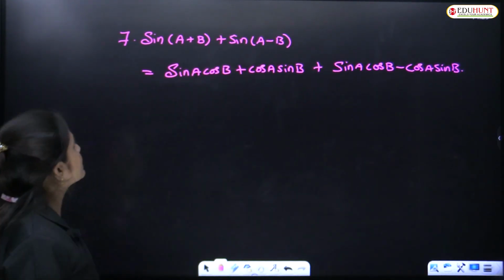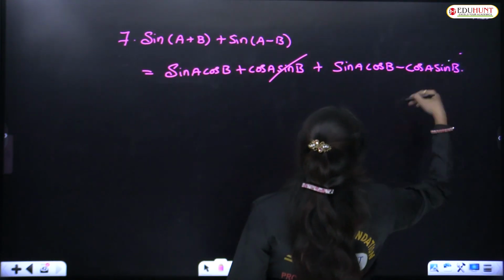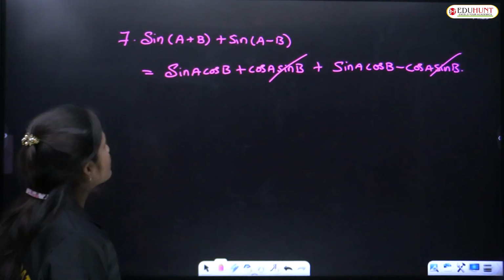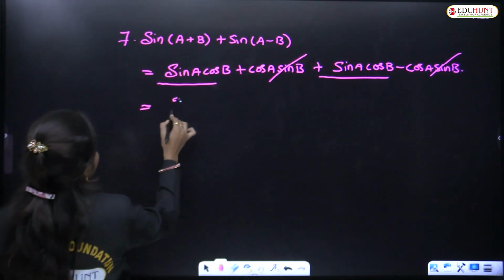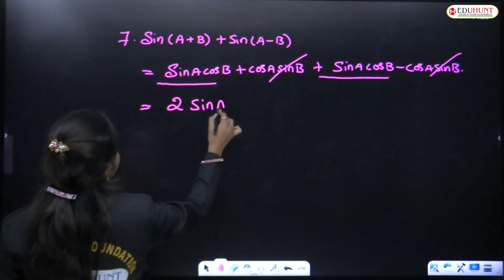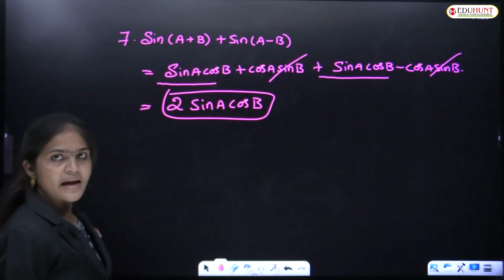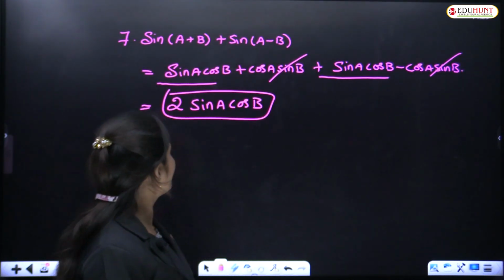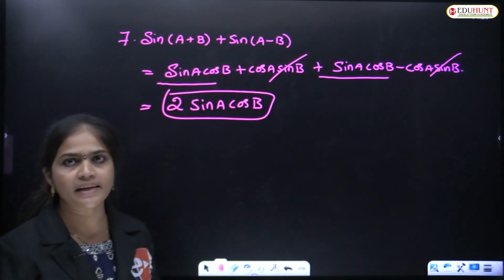Any cancellations possible here? Yes, cos A sin B minus cos A sin B, these two get cancelled. Here again we have the same term sin A cos B, sin A cos B, so 2 times sin A cos B. That is the formula for sin of A plus B plus sin of A minus B.